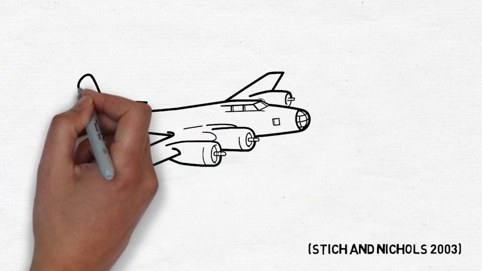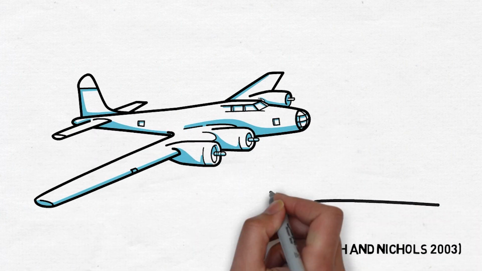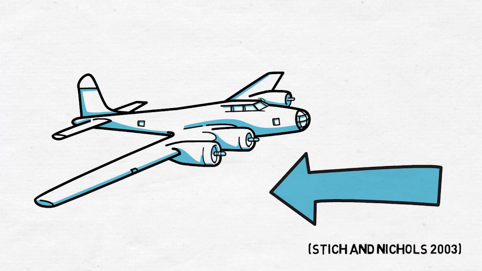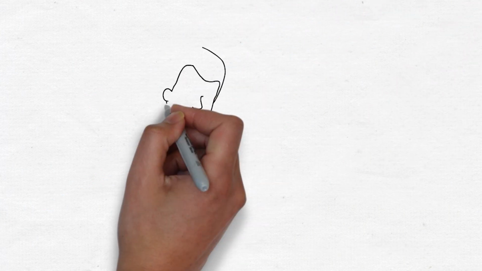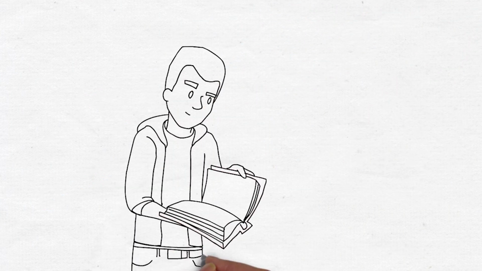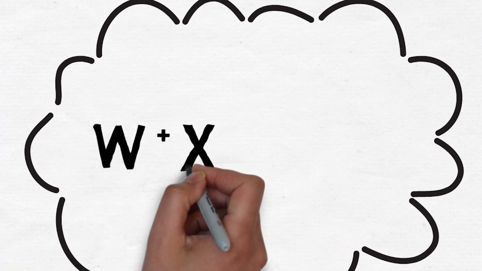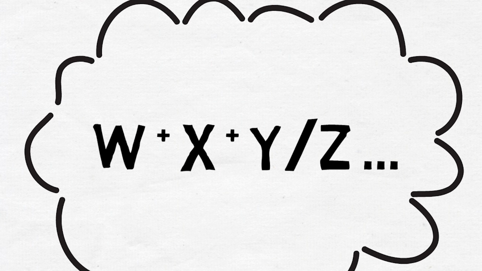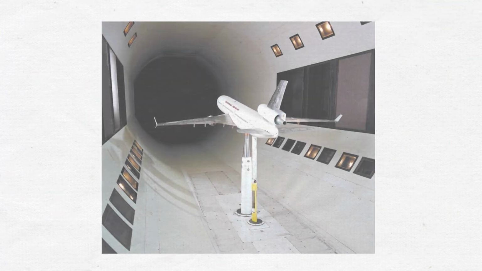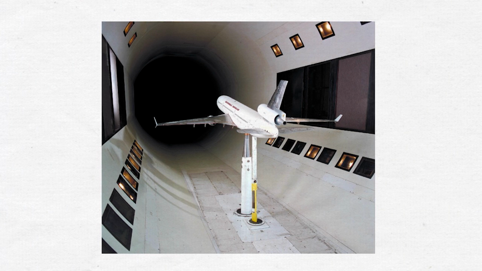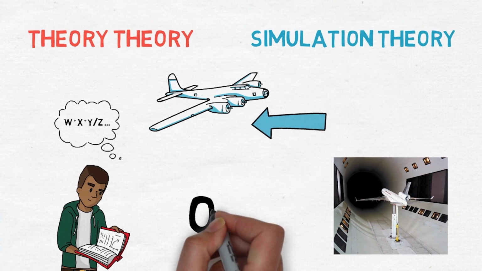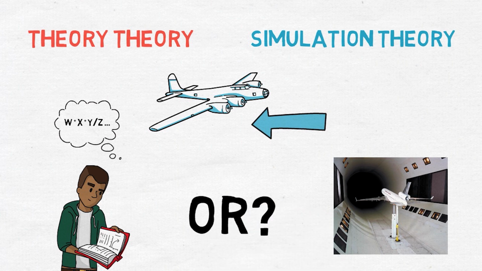Suppose you want to find out how a new model of airplane might behave under certain wind conditions. How may you do so without flying an actual airplane? One way to go about this would be to sit down with the measurements of the plane and a textbook on aerodynamic theory and work out the answer. Alternatively, you can build a model of the plane, run a simulation, and observe how it behaves in a wind tunnel. The debate between theory theorists and simulation theorists concerns which of these two approaches best describes how mind reading works.